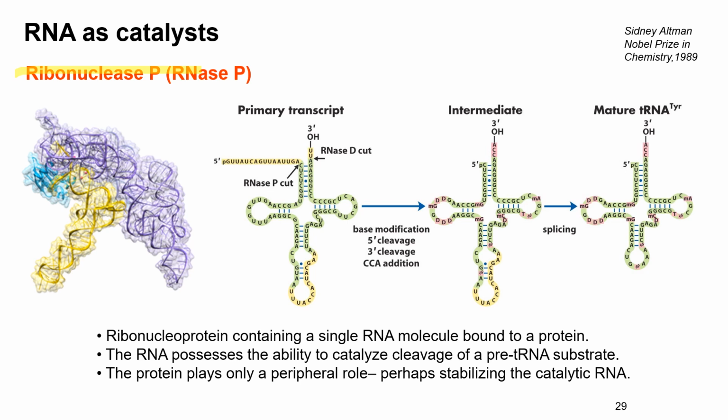Ribonuclease P is a ribonucleoprotein containing a single RNA molecule bound to a protein. It is important for tRNA processing because when the gene encoding for the tRNA is first transcribed, it produces a pre-tRNA that has a longer 5' sequence. RNase P acts to cleave away this excess region.